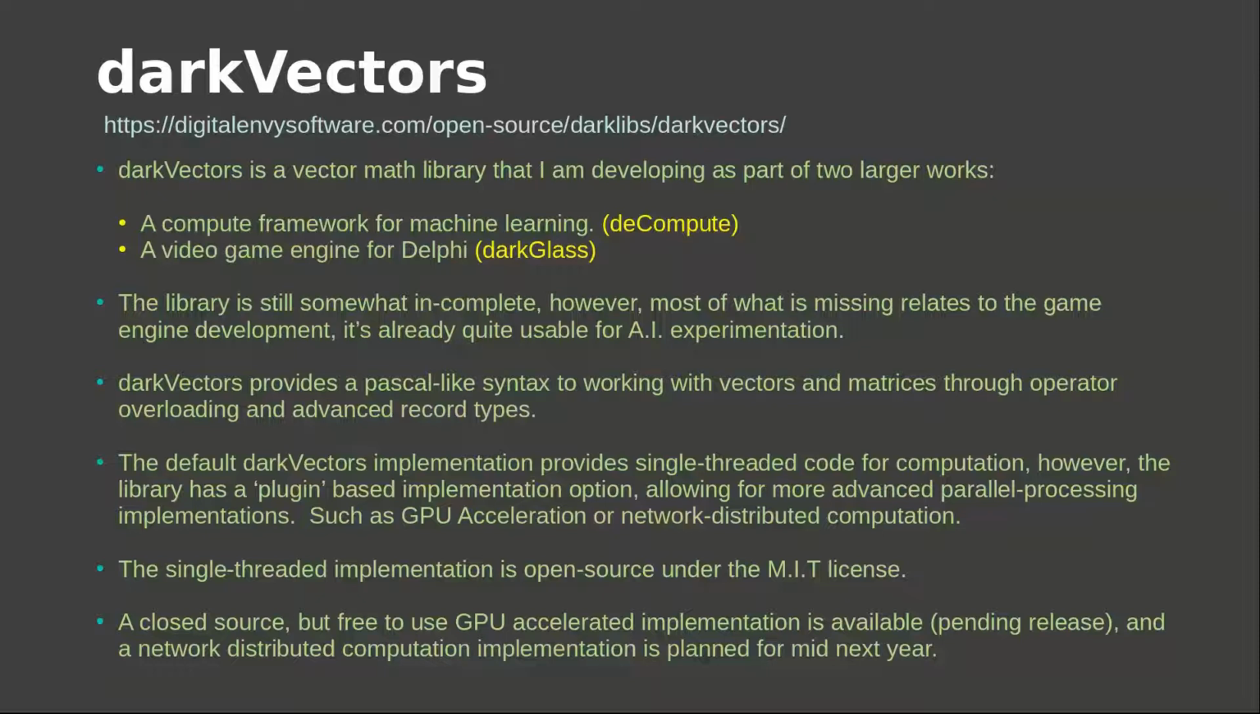Dark Vectors itself is open source, available under the MIT license. The GPU accelerated implementation is closed source but freely available to use. It's currently pending release. And I have a network distributed computation implementation planned for about the middle of next year as well. So if you're interested in seeing this library progress, go check it out at digitalenvysoftware/open source.